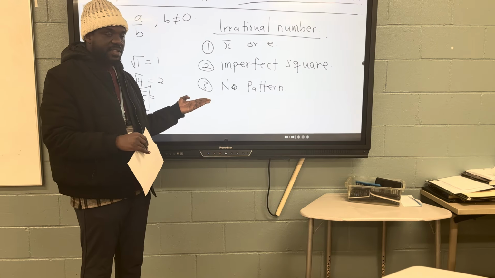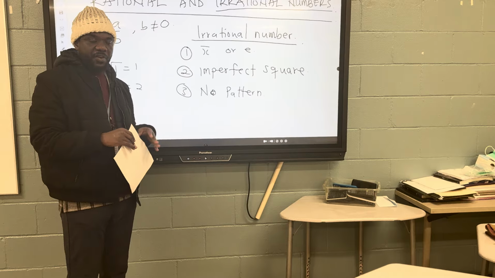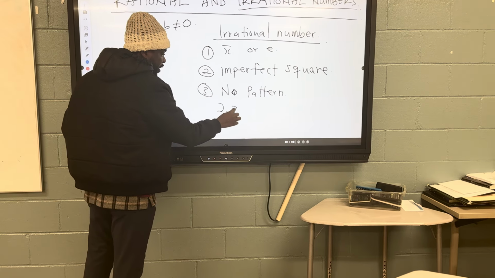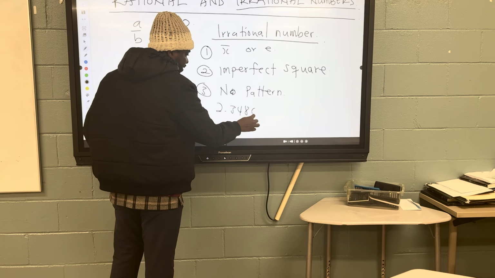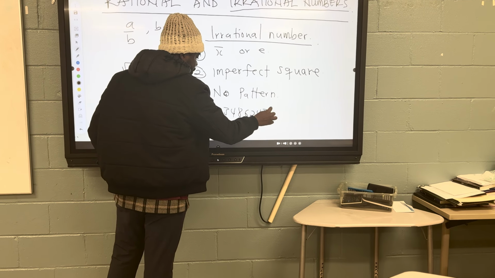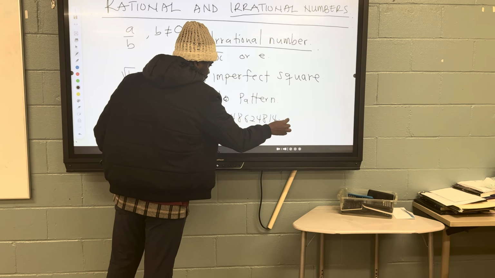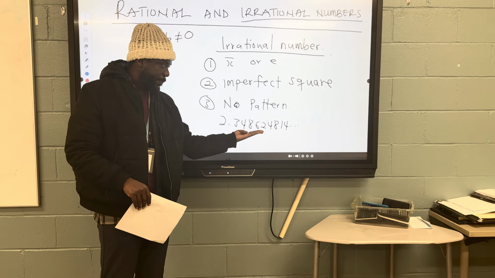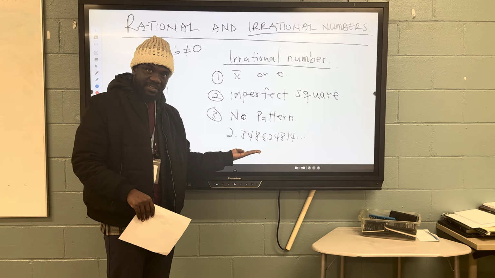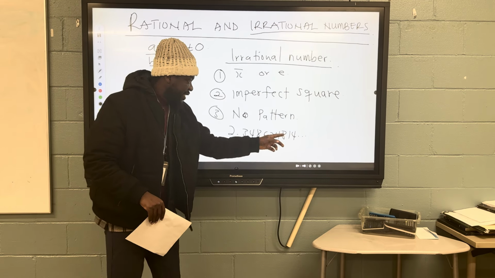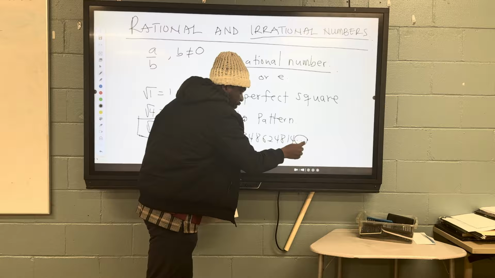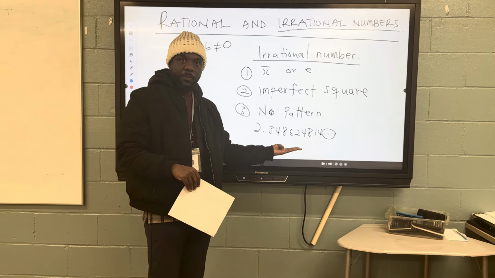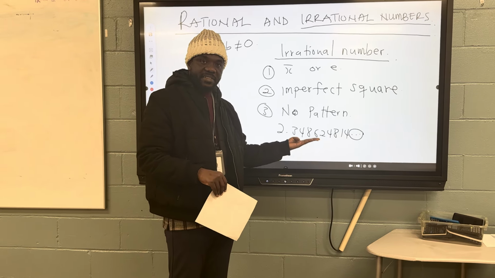And then the last one is that it has no pattern. For example, if I have something like 2.348624814..., this number keeps on going. But if you look at the digits, it does not have any pattern. Nothing is repeating here. Don't let the dots here confuse you into thinking that because it continues, it is repeating. No. We look at the pattern. The number has no pattern, so it tells you that this number is an irrational number.